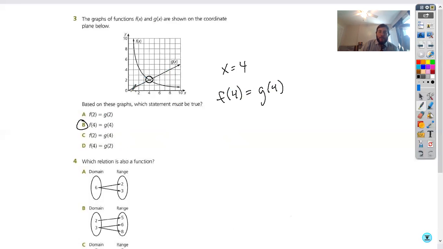Now, if we take a look, f of 2, right, is going to be right here. And if we take a look at where g of 2 is, that's right here. We can see that those two y values are not equal. We do the other way around. F of 2 again, right, is up here. And g of 4 is right here. Again, these two y values are not equal. Then finally, f of 4, which is here, and g of 2, which is there, are not equal. So your only answer here is f of 4, which is right here, and g of 4 at the same point. That's why they're equal to each other.